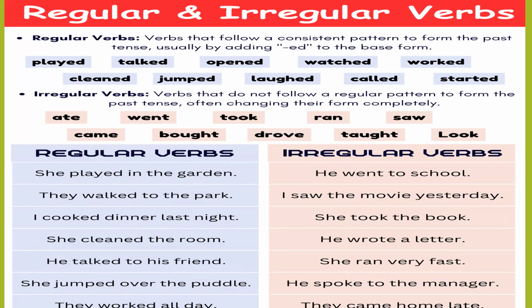He went to school. I saw the movie yesterday. She took the book. He wrote a letter. She ran very fast. He spoke to the manager. They came home late. So in this case, go becomes went. See becomes saw, in the past tense, past simple, past indefinite tense. Take becomes took. Write, wrote. Run, ran. Speak, spoke. Come, came.